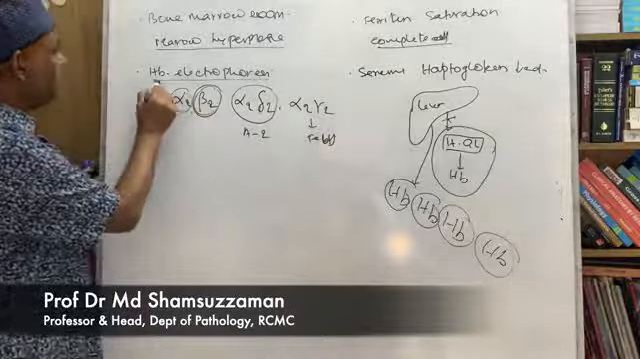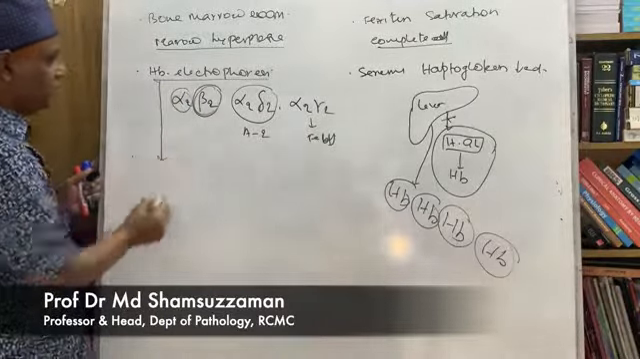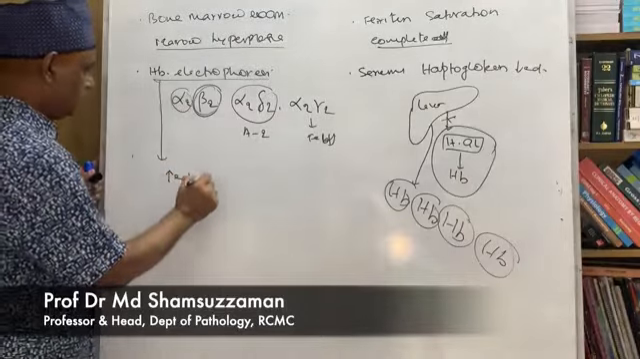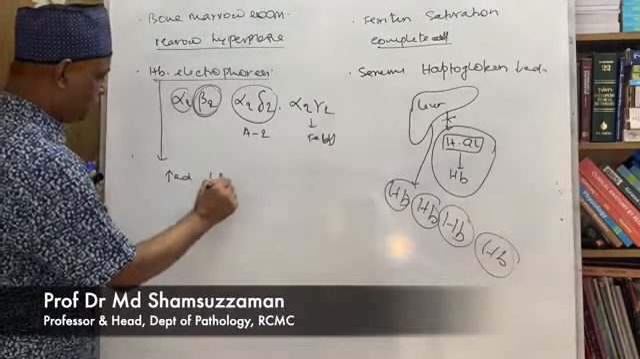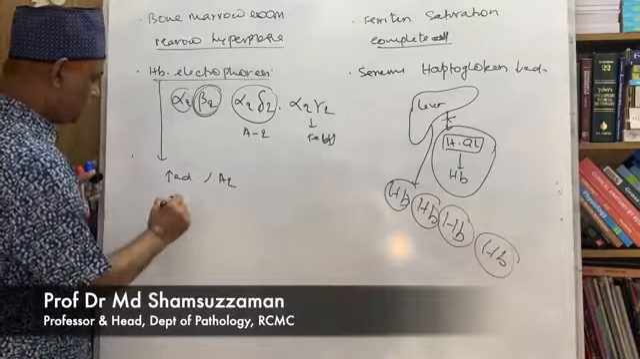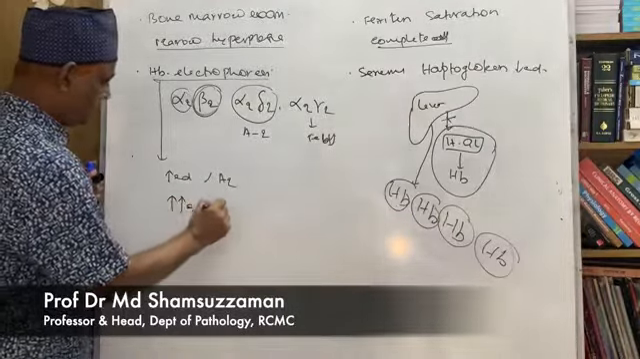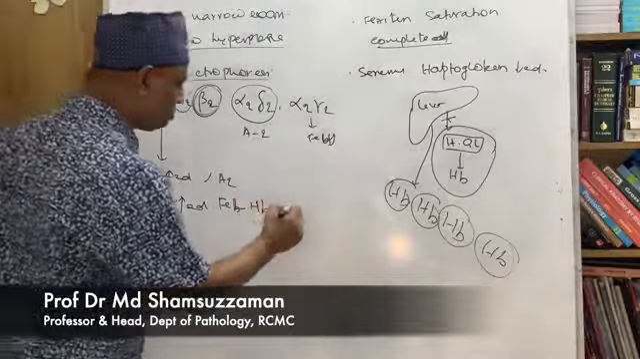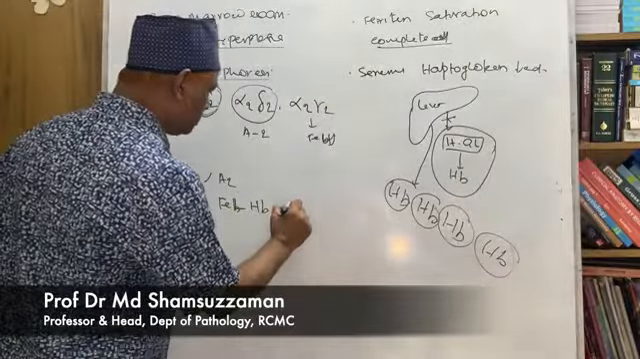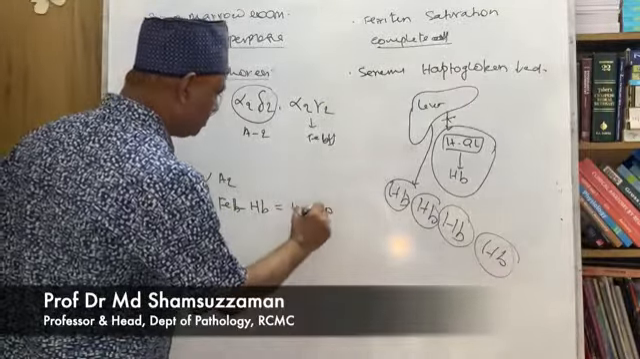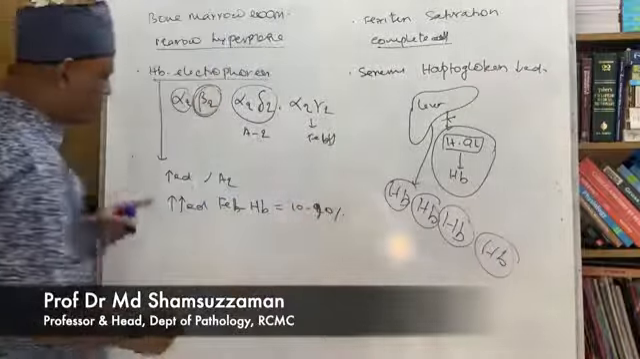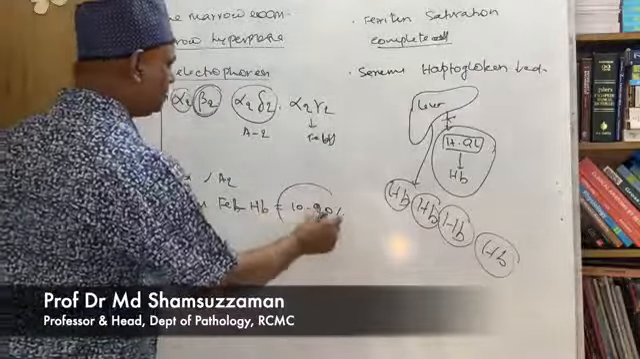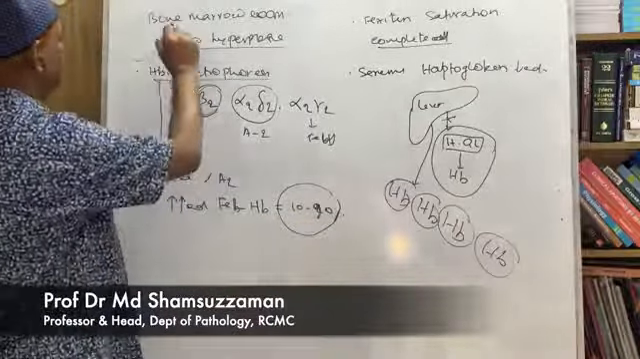So what will be the electrophoresis findings? It will indicate increased A2 and increased fetal hemoglobin. Fetal hemoglobin is about 10% to 90%, but normally it is less than 1%. So it indicates it is a case of beta thalassemia.